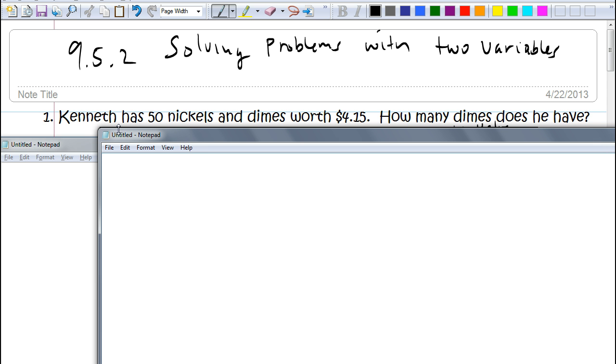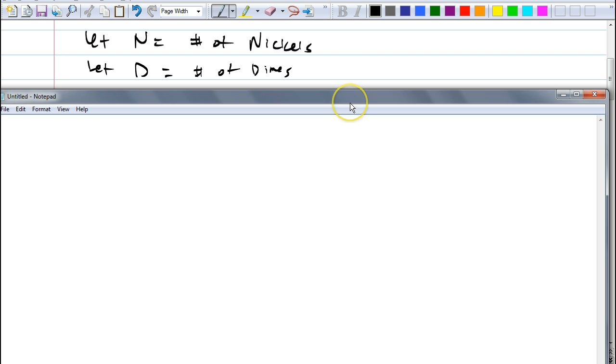Does that make sense? So which letter should we use for number of dimes, do you think? D would be a good choice. What about for number of nickels? N. Go ahead, everybody declare a variable for two of those unknowns, and let's see whether we can solve this. So how many people did this? Let N equal number of nickels. Let D be number of dimes. Very good. Let's fill in the chart, okay?